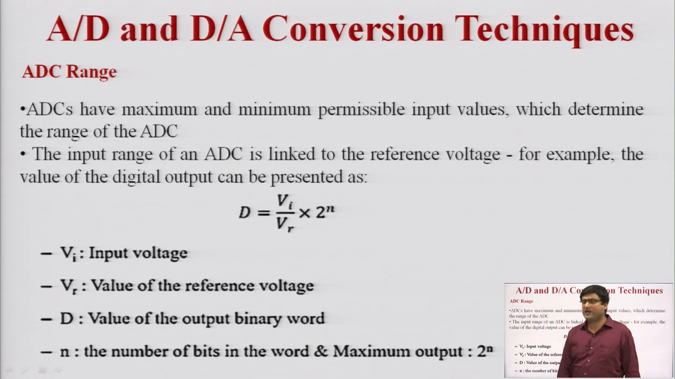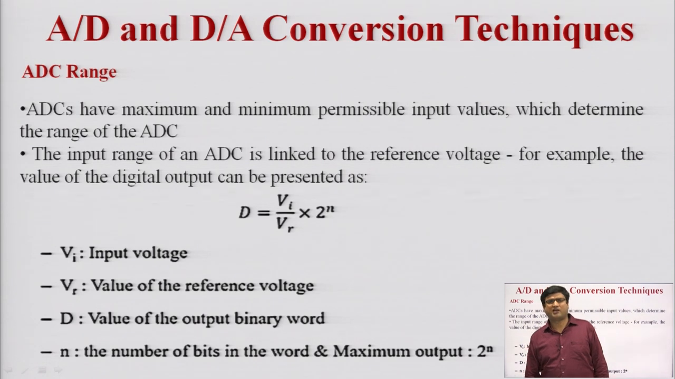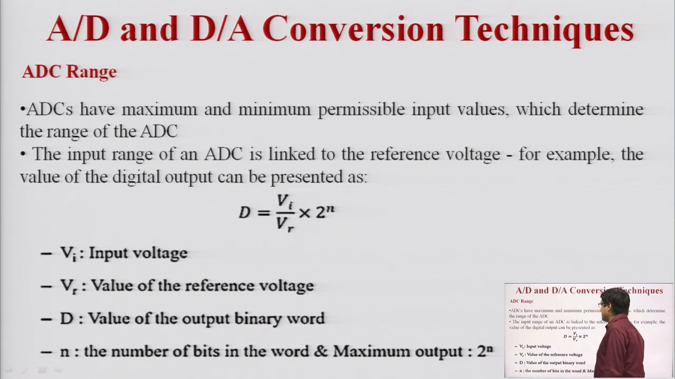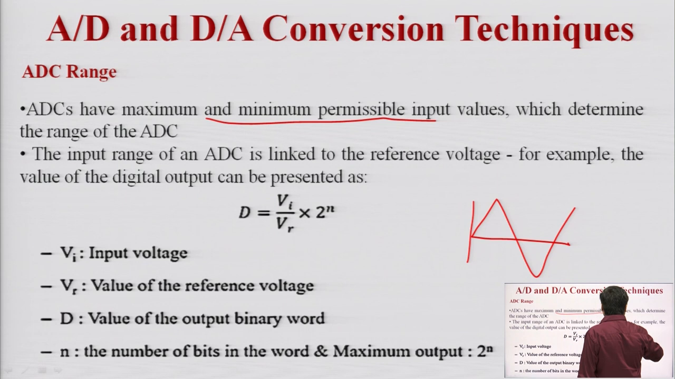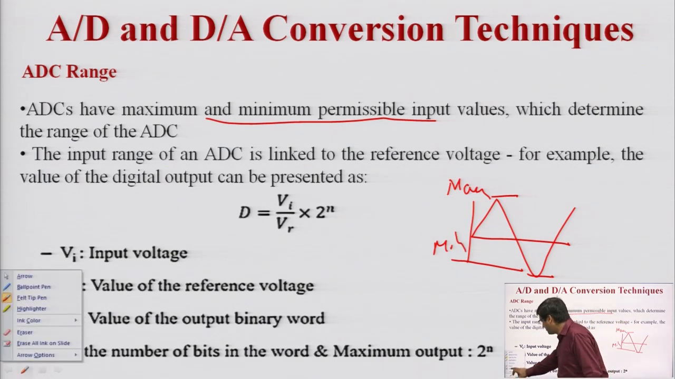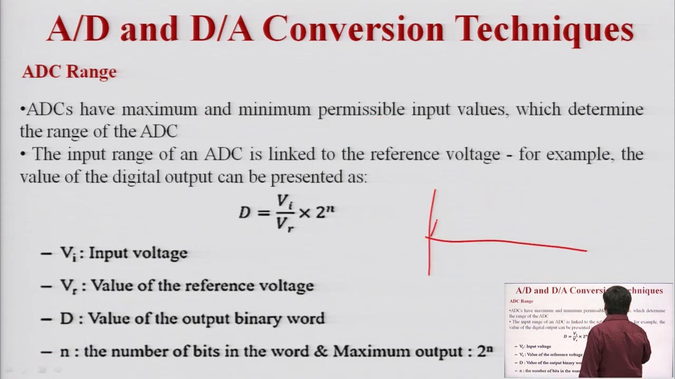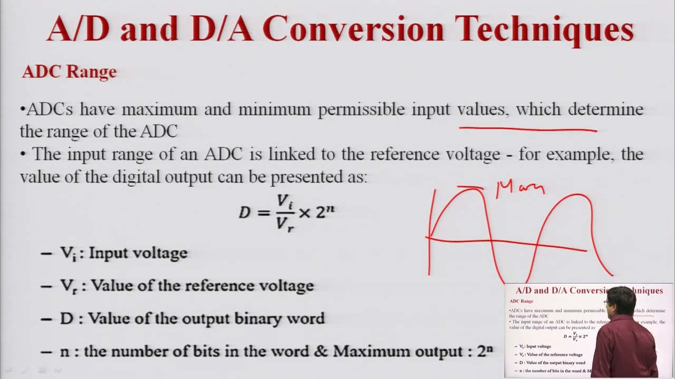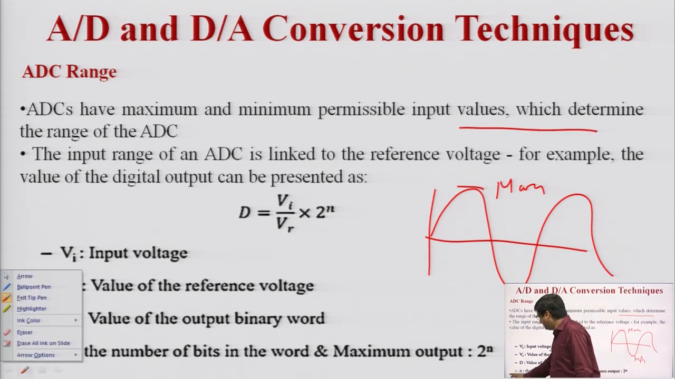So what should be the ADC range? As we have discussed some mathematical equations of the DAC, we will see here the mathematical equations of the ADC. An ADC has maximum and minimum permissible input values. For example, if this is a triangular wave, it has some maximum and a minimum value. Same in the case of a sinusoidal wave, there is some maximum possible value. This is the max, this is the minimum. The permissible input values determine the range of the ADC.